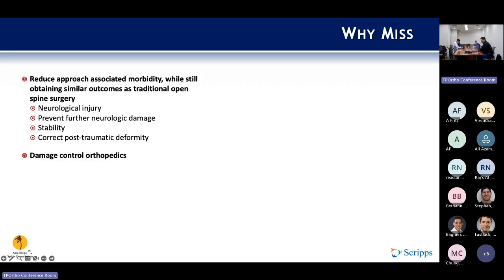So why minimally invasive surgery? Obviously, we talked about it reduces approach-associated morbidity while obtaining similar outcomes as traditional open spine surgery. The principles we touched upon last week in Journal Club as well: neurologic injury, prevent further neurologic damage, stability, and correct post-traumatic deformity. And the next thing I thought was pretty important in terms of minimally invasive spine surgery was damage control orthopedics.